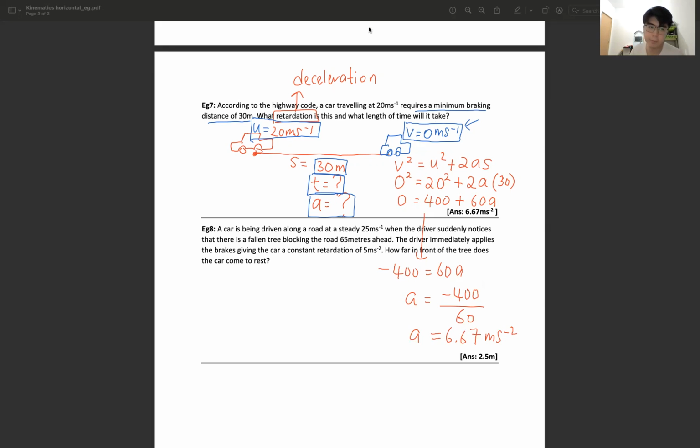It is a negative, right? Why do you have a negative? Because it is decelerating. So in your answer, you get a negative. Okay. So negative acceleration means that the acceleration is pointing to the left side. So the car is moving to the right, but the acceleration is pointing to the left. That means it is slowing down.